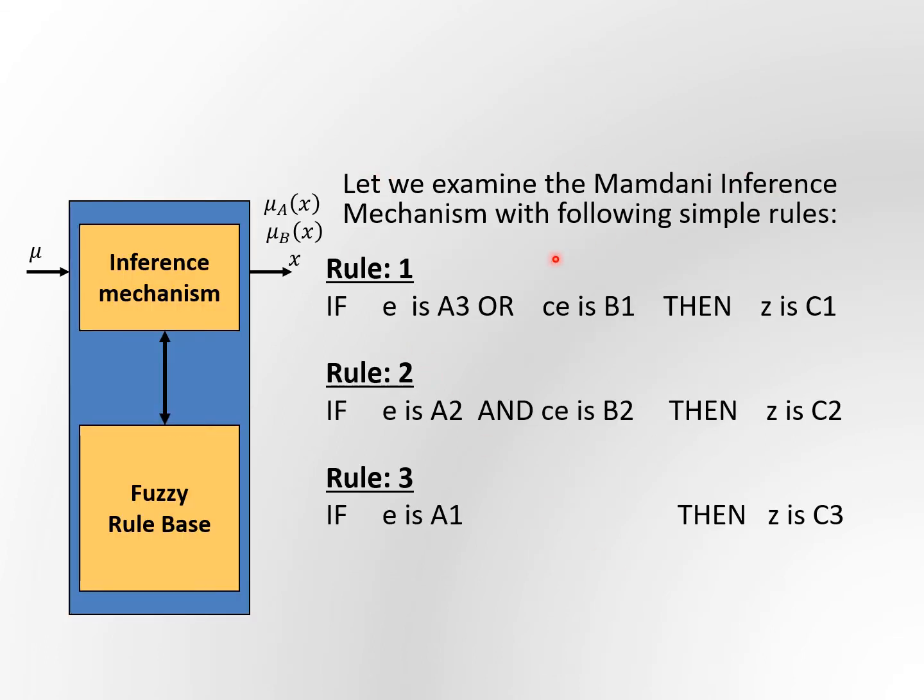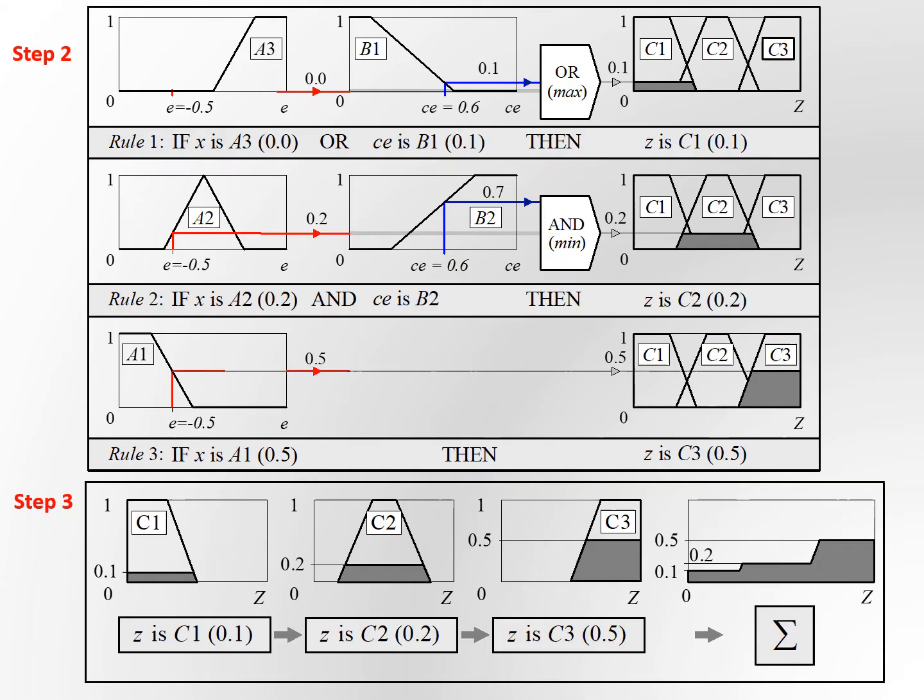We already set the rules that if E is A3 or C is B1, then Z is C1. C1 is the membership function of the output. The other rule, if E is A2 and C is B2, A2 and B2 are the membership functions for the inputs, and we use AND, then Z is C2, the membership function of the output. And rule 3, if E is A1, then Z is C3. So this is the inference mechanism combined with the fuzzy rule base to come up with a degree of membership and to decide which rules are to be followed.